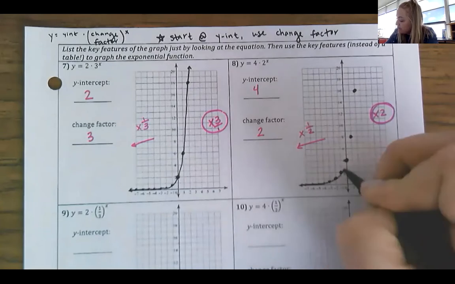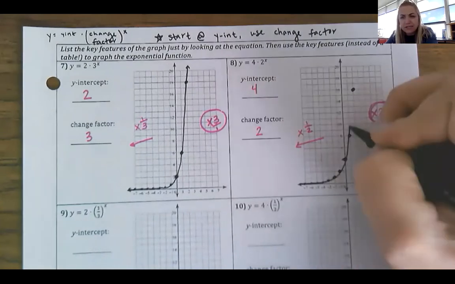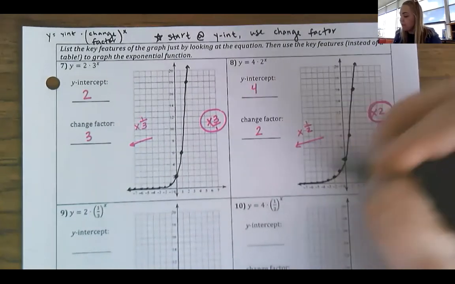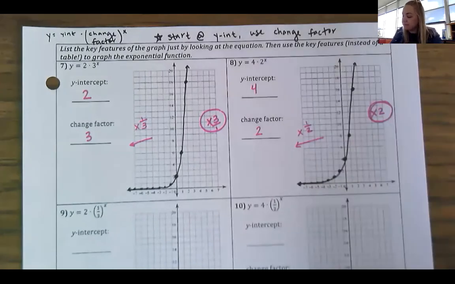I hope you're thinking, it's not as bad as the front side. It's not as bad as the front of the paper. Okay, let's get to the next one.